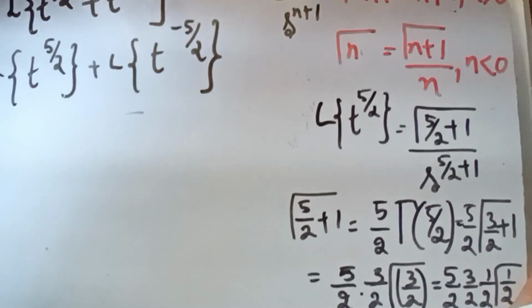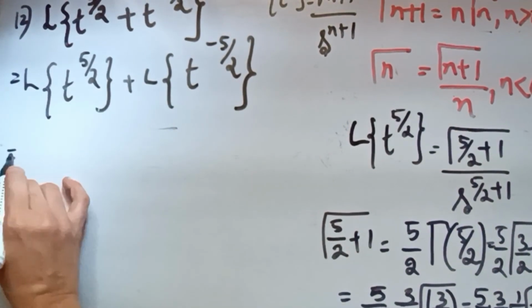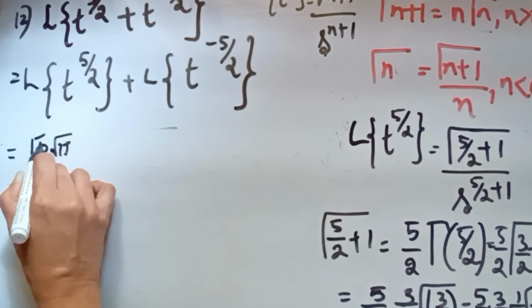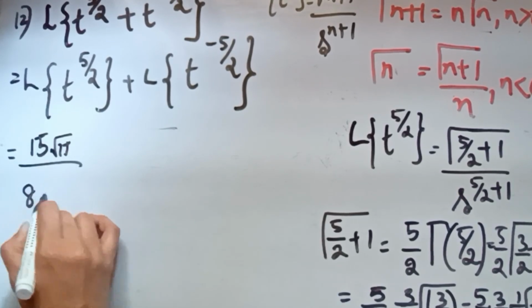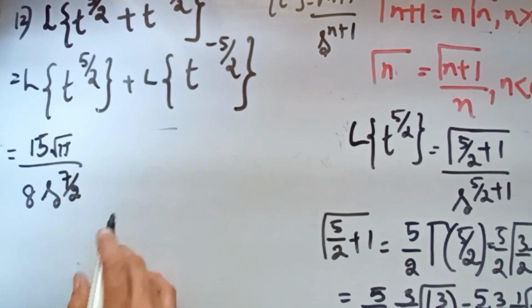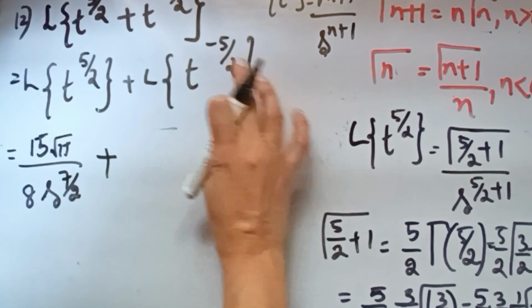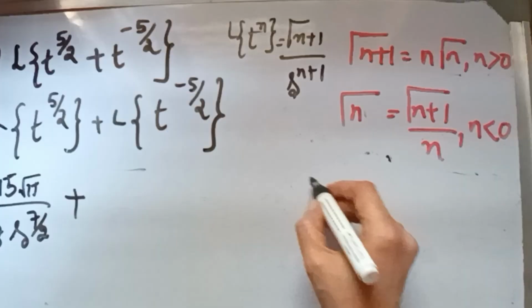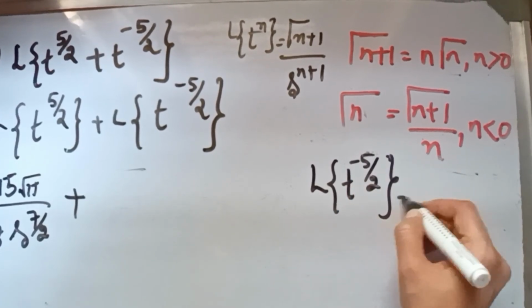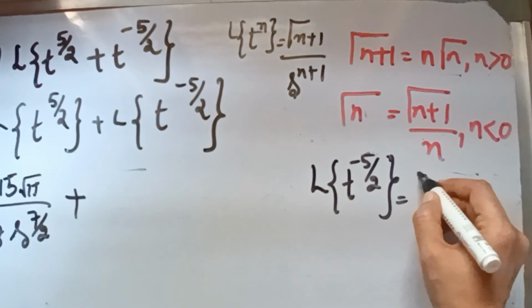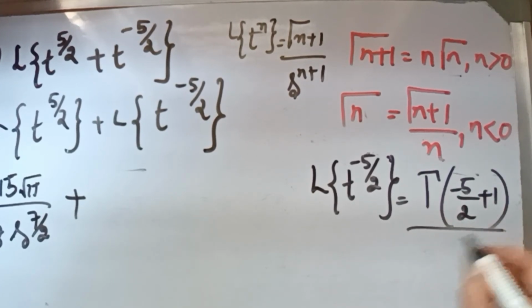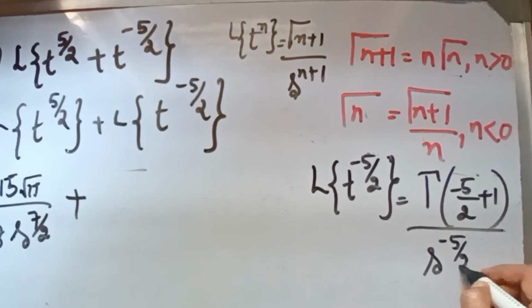Therefore we will get the Laplace transform of t power 5 by 2 is 15 root pi divided by 8 into s to the power 7 by 2. Plus, let us find out the Laplace transform of t to the power minus 5 by 2. As per this formula, it is gamma of minus 5 by 2 plus 1 divided by s to the power minus 5 by 2 plus 1.